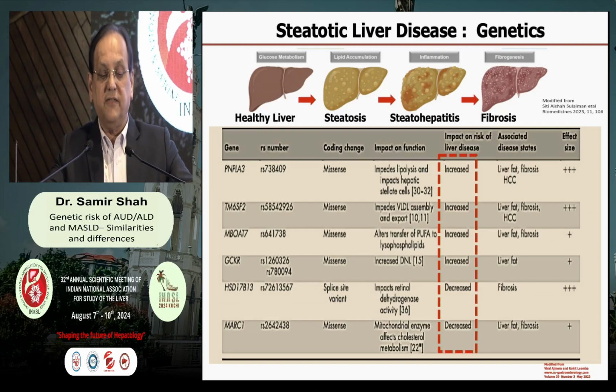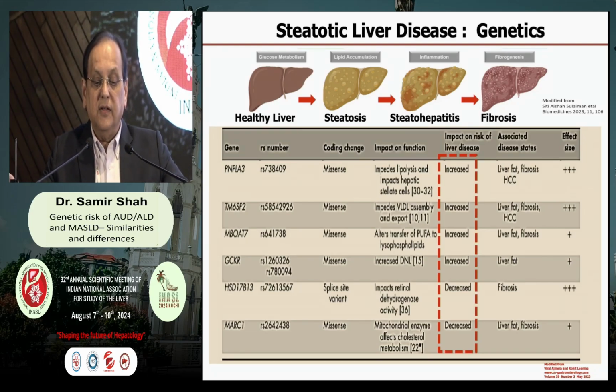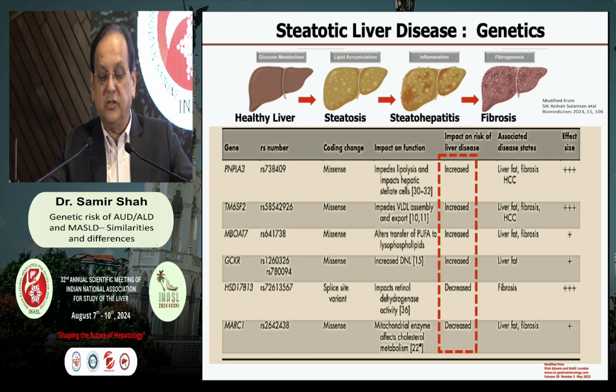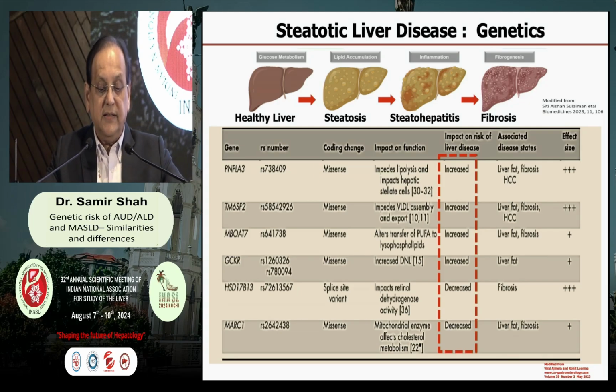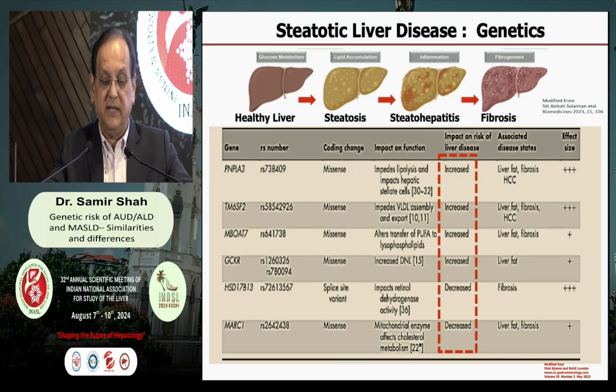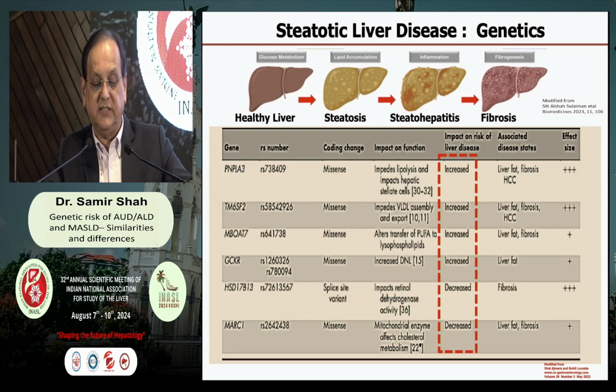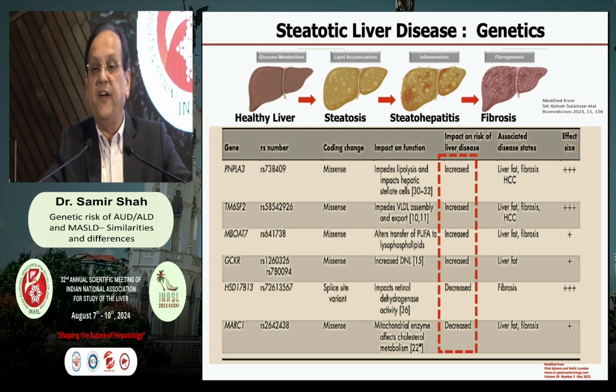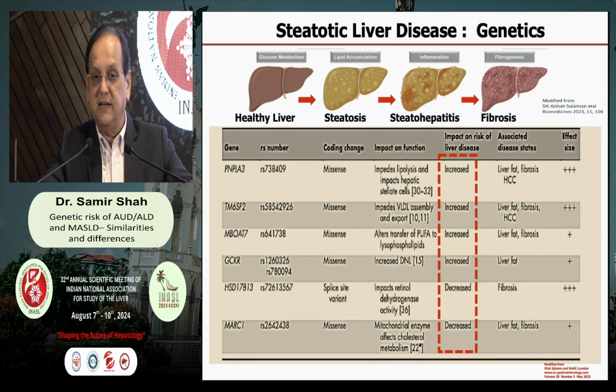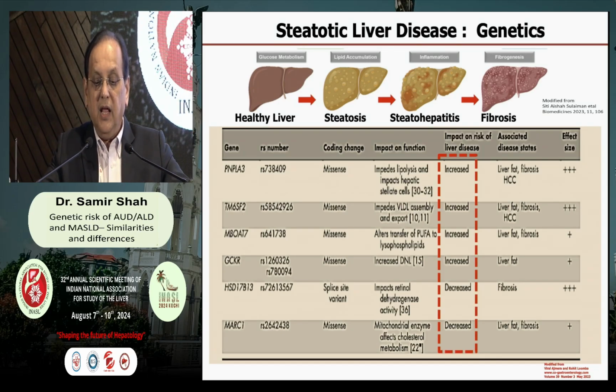As far as steatotic liver disease is concerned, in the progress from a healthy liver to steatosis to steatohepatitis to cirrhosis and hepatocellular carcinoma, there have been genes noted: PNPLA3, TM6SF2, MBOAT7, GCKR. These all affect the metabolism of fat in the liver and cause fatty liver. There are 2 genes at the bottom which are supposedly having a protective effect. So even if you are PNPLA3 positive, if you have the HSD gene, then you are protected from the PNPLA3 variant.